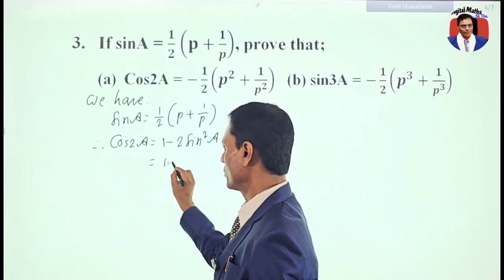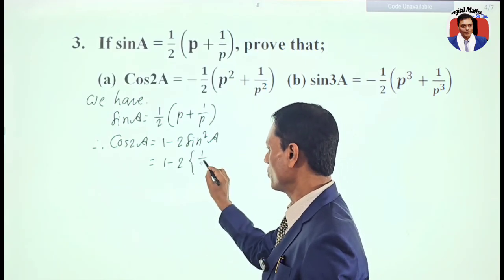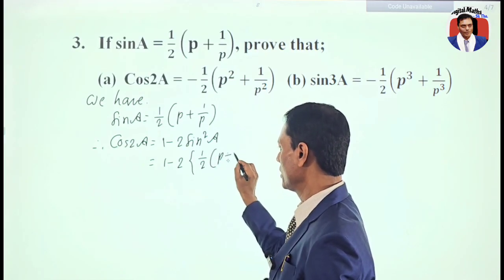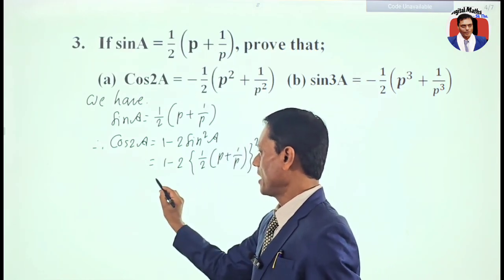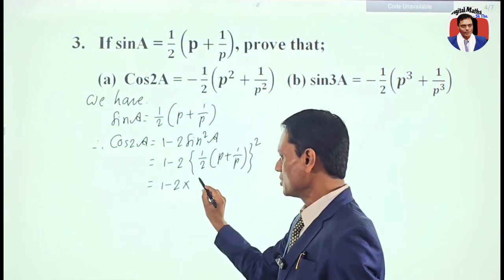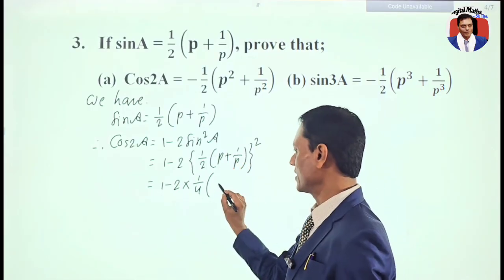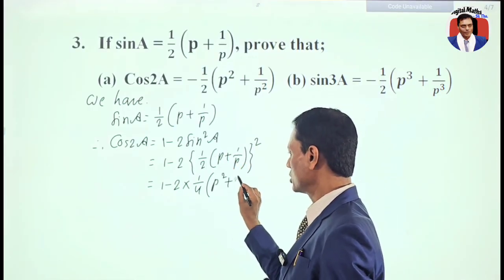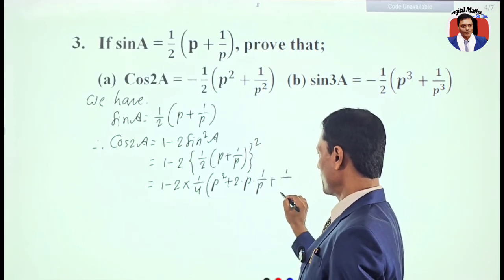Then put the value here, 1 minus 2, and the value of sine we have here is 1 by 2 times (p plus 1 by p), and its whole square, isn't it? After that, here is 1 minus 2, and the square of 1 by 2 is 1 by 4, and here (a plus b) whole square, isn't it? So we can write here a square plus 2ab plus b square, isn't it?